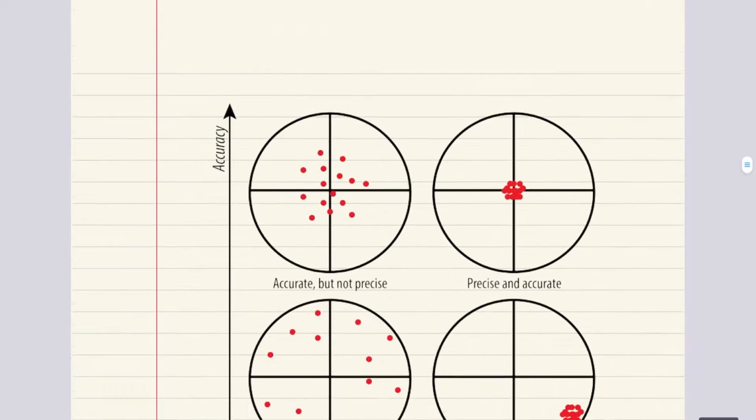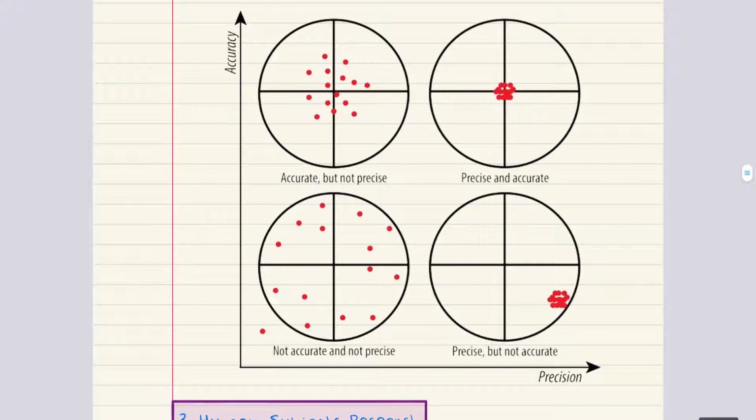Now, this target analogy really helps in remembering accuracy and precision. So this target here in the upper left corner describes a scenario where the results are accurate, but not precise. So you notice that the data points are scattered around the bullseye, right? But they are a little bit inconsistent between measurements. They're close to the true value on average, but there is little consistency between measurements.